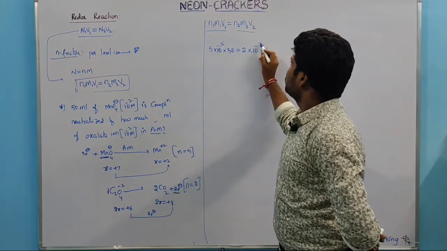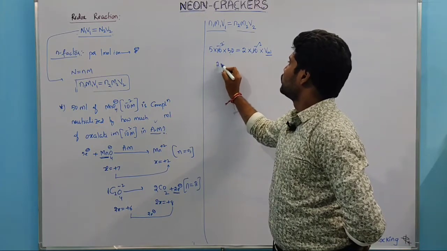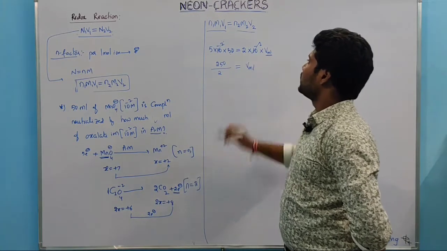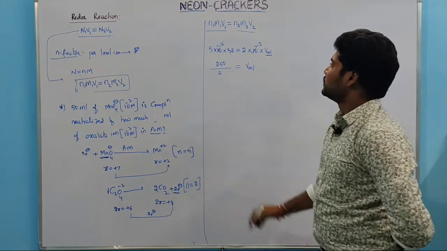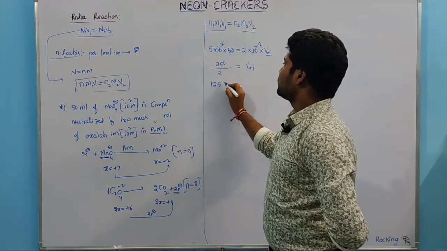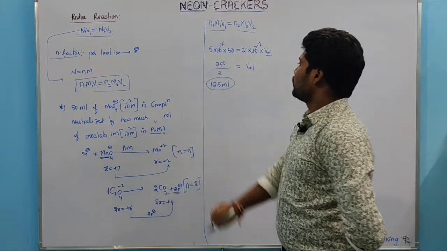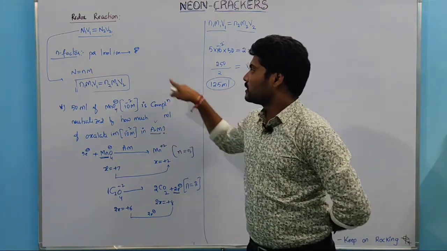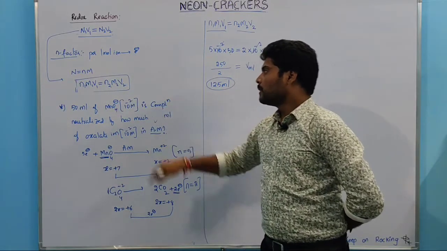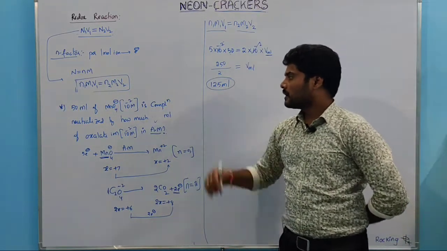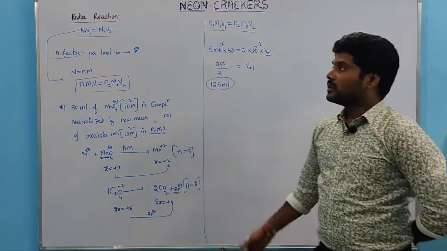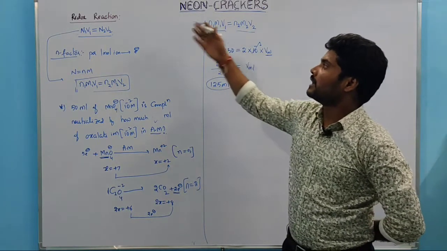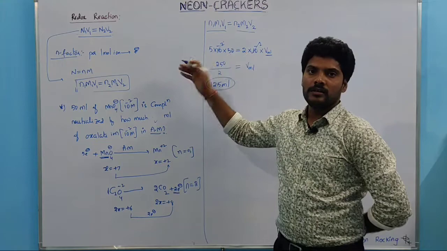10 to the power of minus 2, this is what? 250 upon 2. So V ml. So what is the value here? 125 ml is required. 125 ml of oxalate is required to get completely neutralized by 50 ml of potassium permanganate or permanganate ion in acidic medium. This is how we can find the complete neutralization reaction of redox, either oxidation or reduction or whatever.